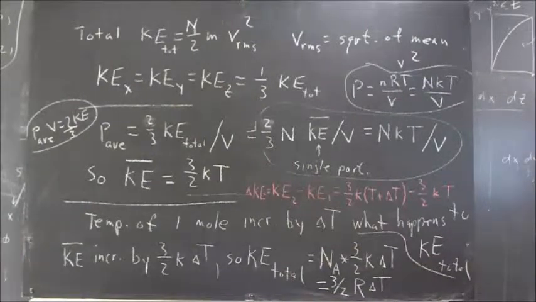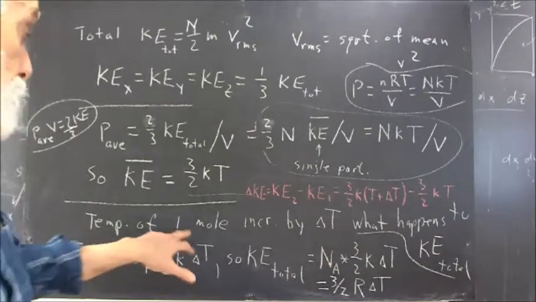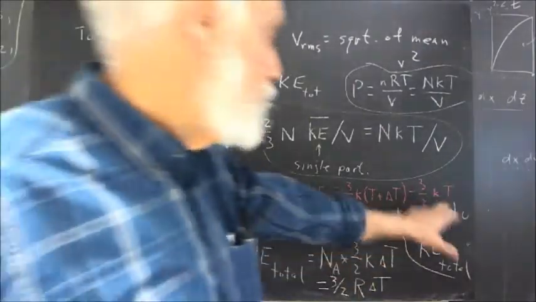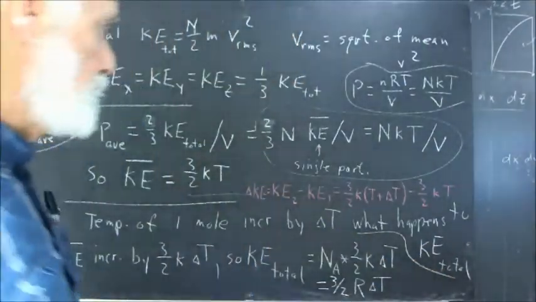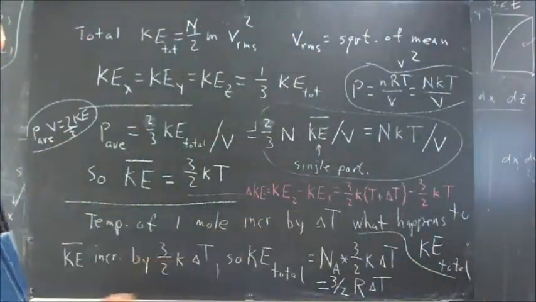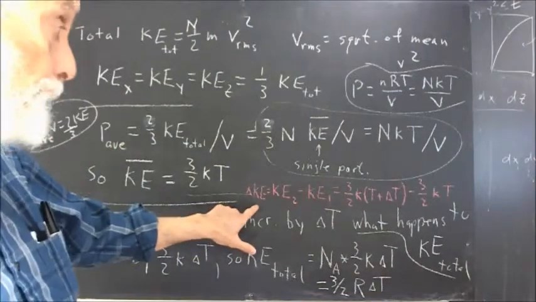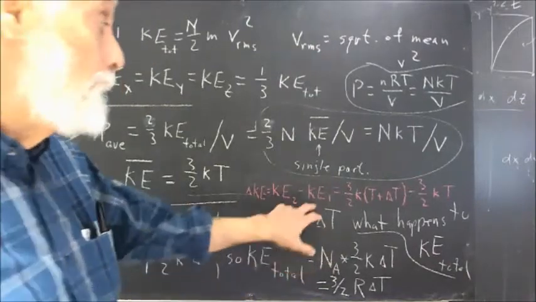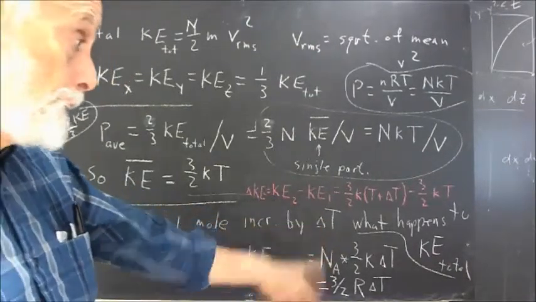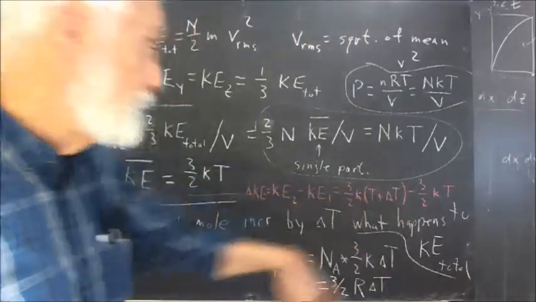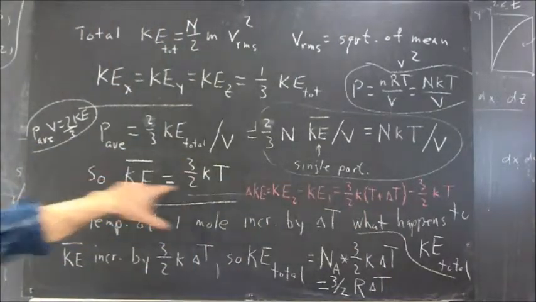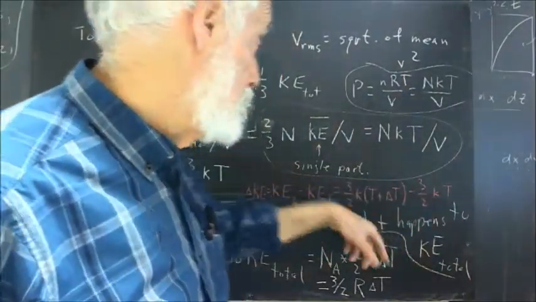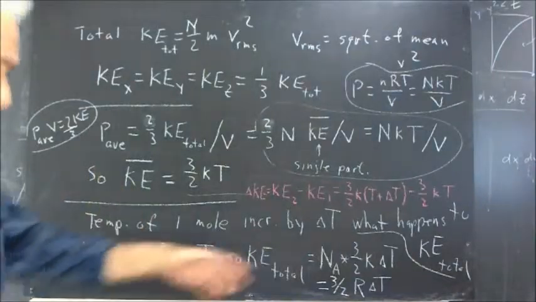Okay, so our question is, again, if you increase the temperature of a mole of a gas by delta T, what happens to the total kinetic energy of the gas? Well, the change in kinetic energy is going to be the kinetic energy after the increase minus the kinetic energy before the increase, which is what? 3/2 K times T plus delta T, being the kinetic energy if the temperature becomes T plus delta T, minus the 3/2 KT that you started with before the delta T.